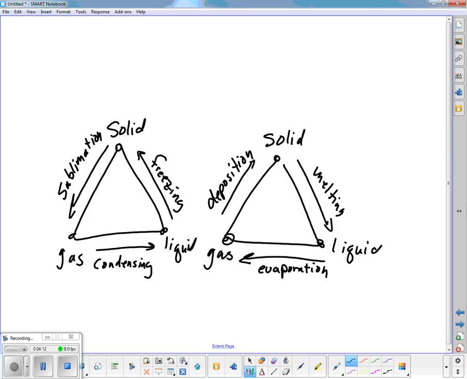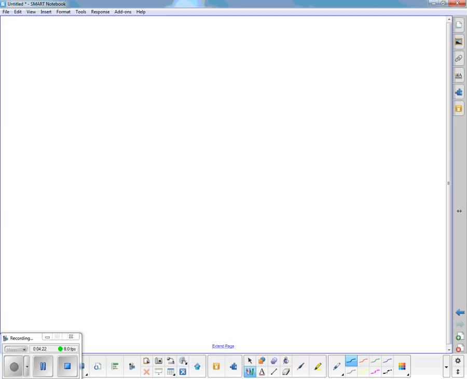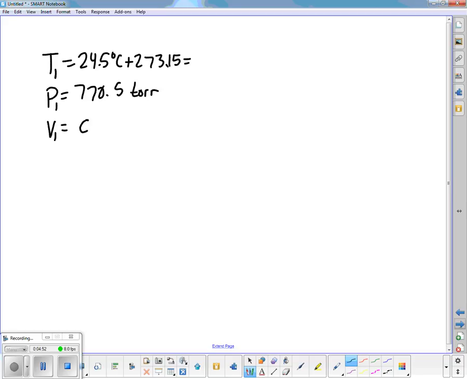Are there any that you got wrong and just didn't know how to do? Number 6? Okay. As you go through it, pull stuff out as you read it and give it a letter. A gas collected at a temperature of 24.5 degrees Celsius. Right then I know I need to add, because I can't have any Celsius in my gas laws. And a pressure of 770.5 torr, and a volume of 0.820 liters. What will the volume be? So I'm looking for V2.